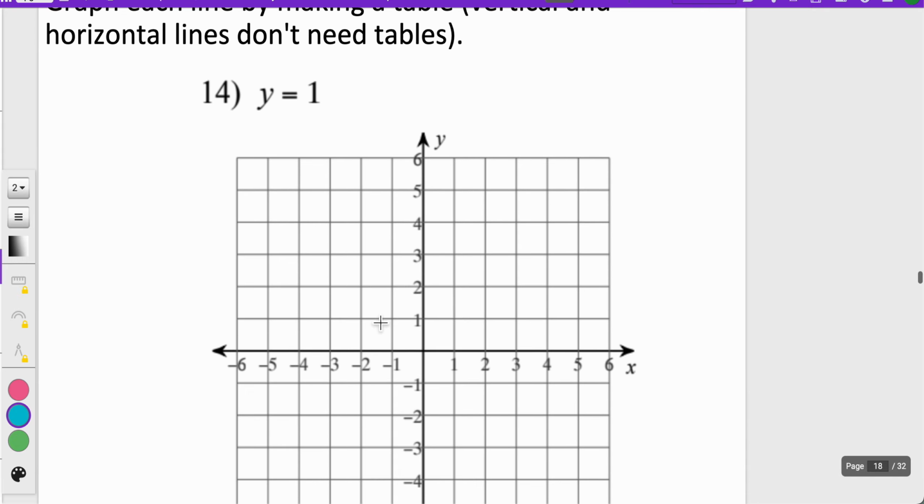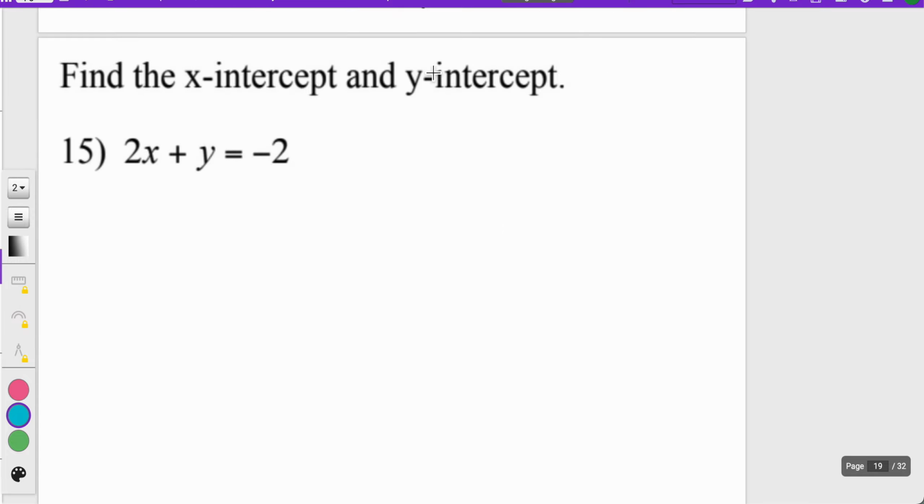And then y is equal to 1. That's on your y-axis, which is here. And that straight line is just a horizontal left to right line. Okay? Finding the x and y intercept.